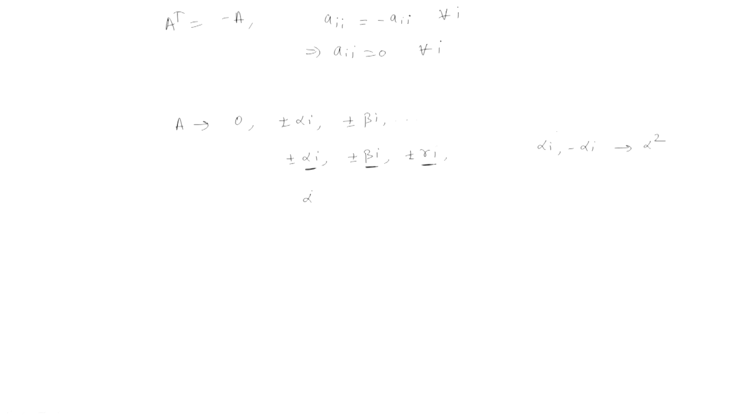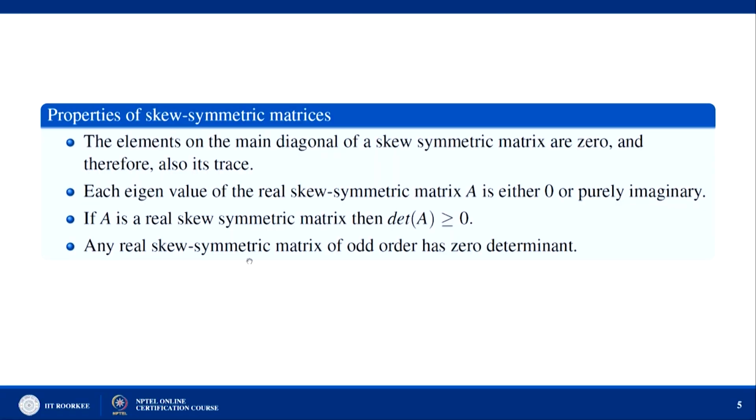So, the product of eigenvalues will be something like this. We can say that the determinant of A will be greater than or equal to 0, because complex roots always exist in pairs. Any real skew symmetric matrix of odd order has determinant 0, that we have already seen.